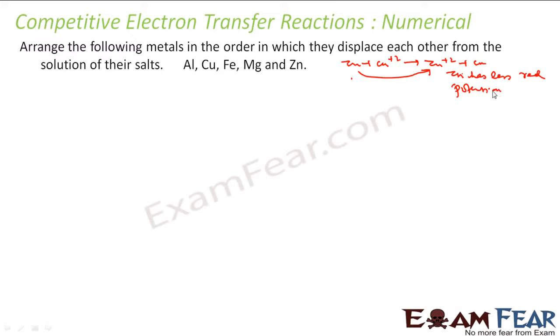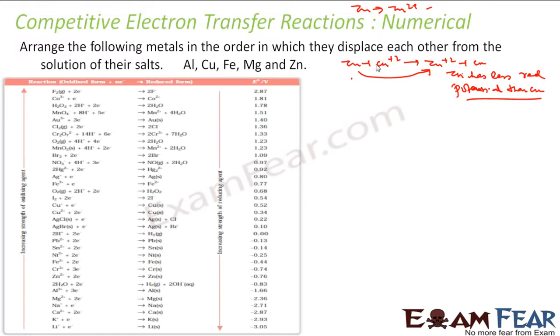Correct? Hope you understand what I'm trying to say. See, zinc has more oxidation, Zn to Zn2+, this reaction is more favorable, right? That means zinc has more oxidation potential than copper. But we have the chart for reduction potential. That means zinc has less reduction potential than copper. That means the one which has less reduction potential will displace the one with higher reduction potential, right?